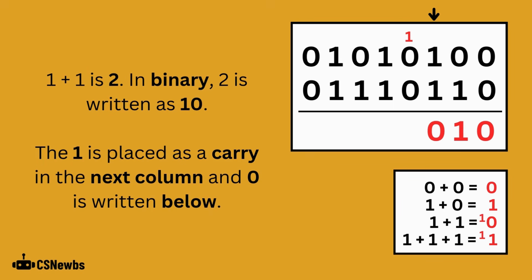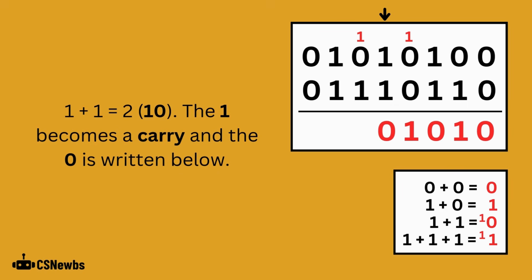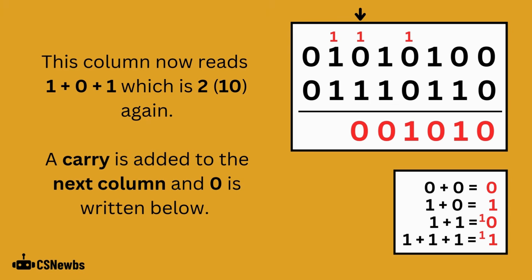1 plus 1 is 2. In binary, 2 is written as 1, 0. The 1 is placed as a carry in the next column, and the 0 is written below. This column now reads as 1 plus 0 plus 0, which is equal to 1. 1 plus 1 is 2. Remember that is 1, 0, so the 1 becomes a carry, and a 0 is written below. This column now reads as 1 plus 0 plus 1, which is 2, making 1, 0.